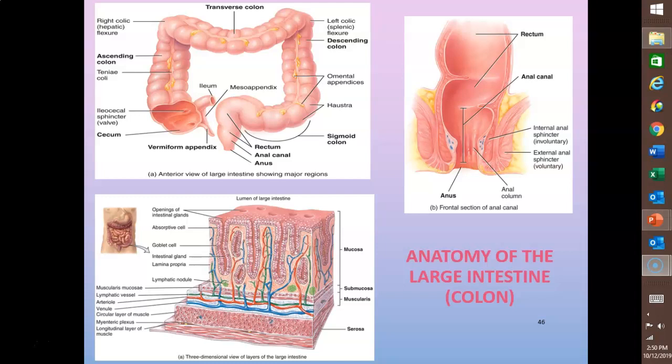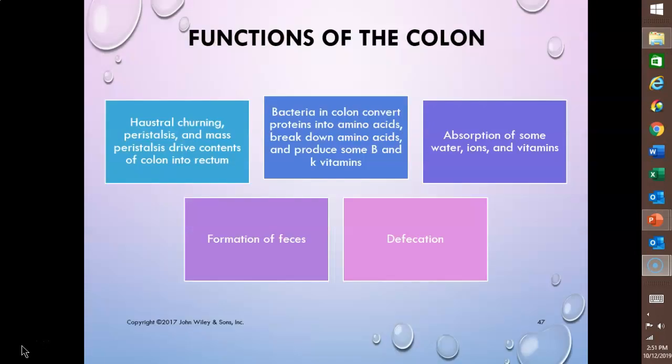Contractions of these bands gather the colon into a series of pouches called haustra. So each of these little pouches that you see along the length are the haustra, and that's what gives the colon its somewhat puckered appearance. Movements of the colon begin when substances pass through the ileocecal sphincter into the ascending colon. So as food passes through that ileocecal sphincter, it fills the cecum and accumulates in the ascending colon.